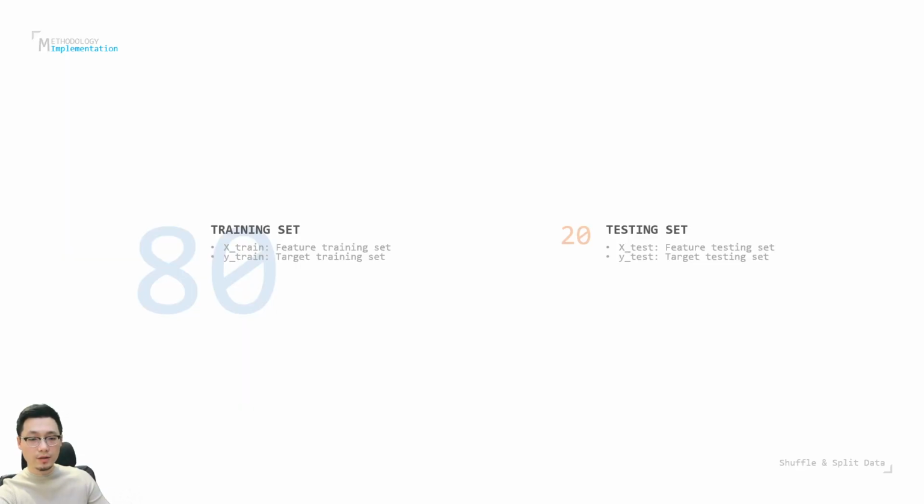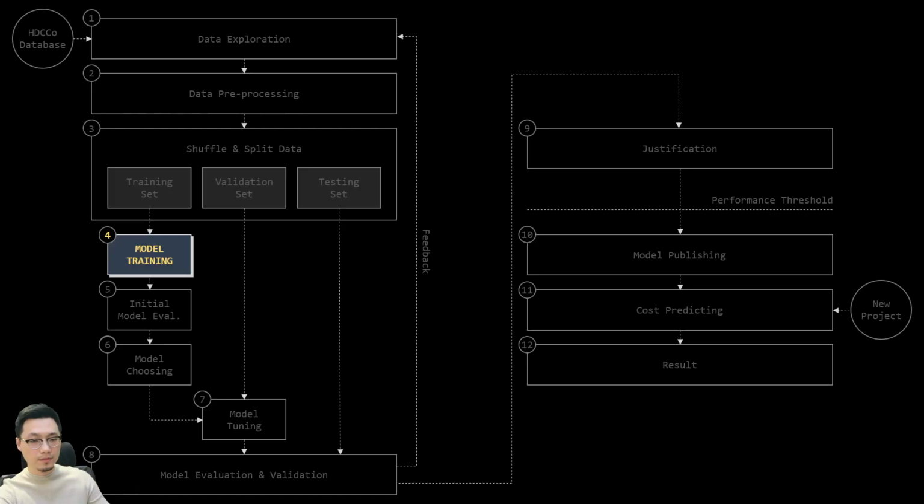Both features and target will be split into 2 subsets as training and testing with a certain ratio, 80-20 in our case here. Validation set, on the other hand, will be split and manipulated later to fine-tune the model. We are going to train the training set.